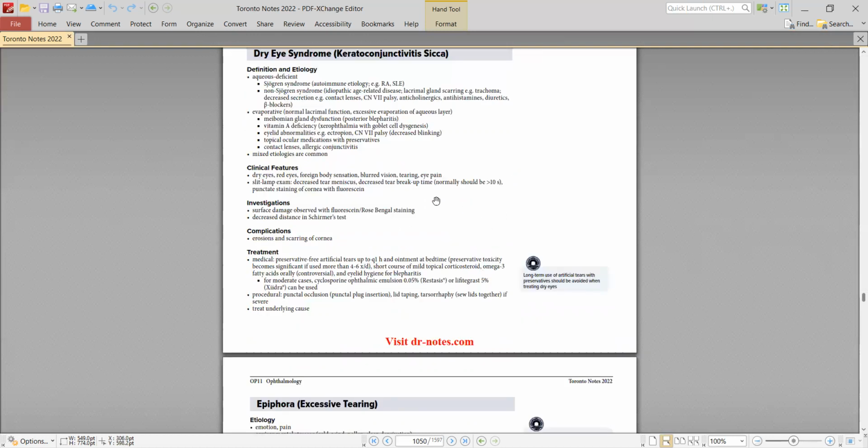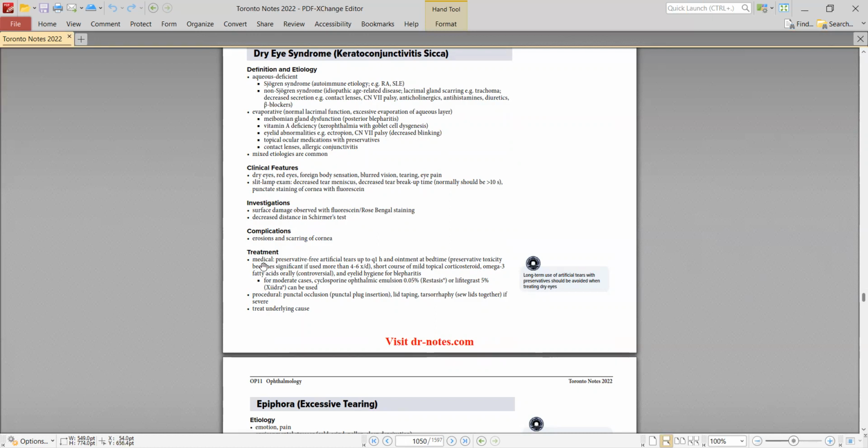So what is the investigation you do? You do fluorescein staining and Schirmer's test. This is very important. Schirmer's test will show decreased distance, and fluorescein or rose bengal staining will show that the surface is damaged, and there is less production of tears. Basically our tears protect our eye. So if that is not there, the patient will have an itching sensation in the eye.